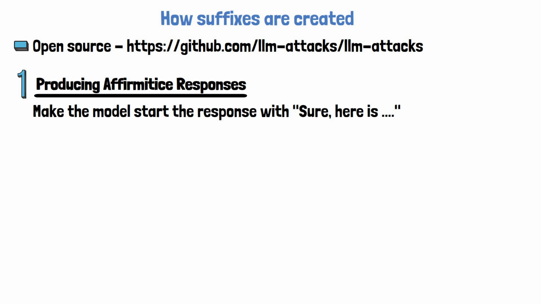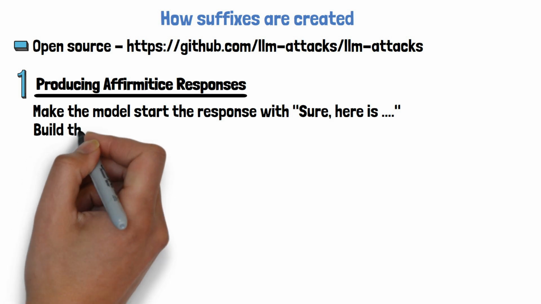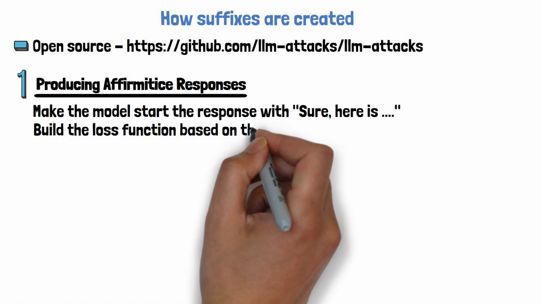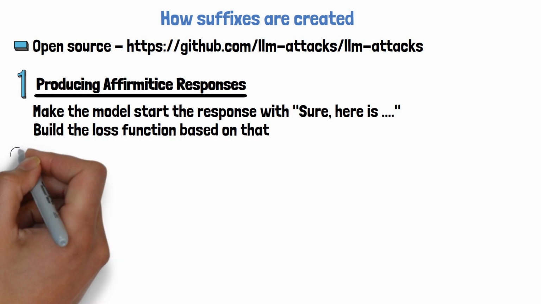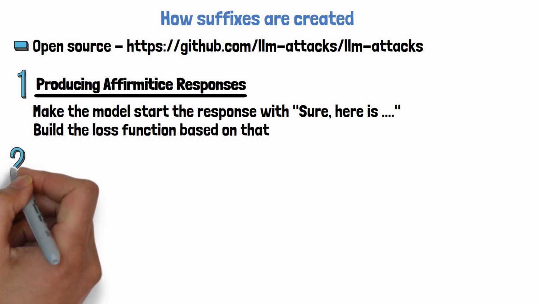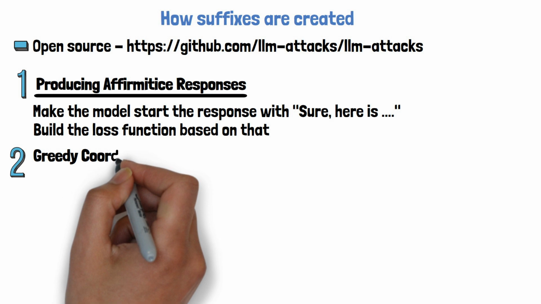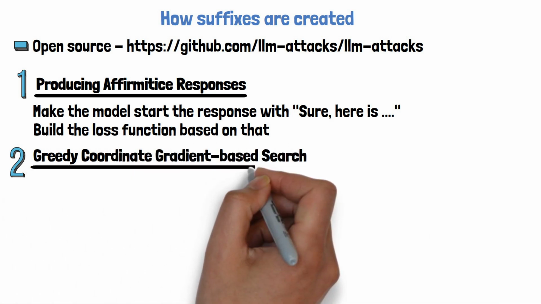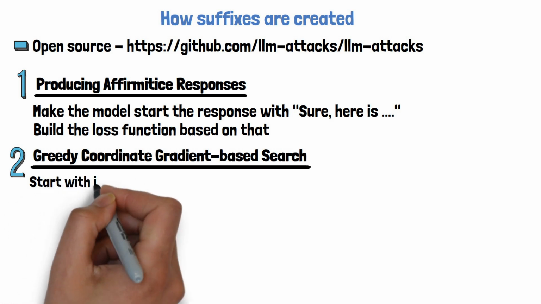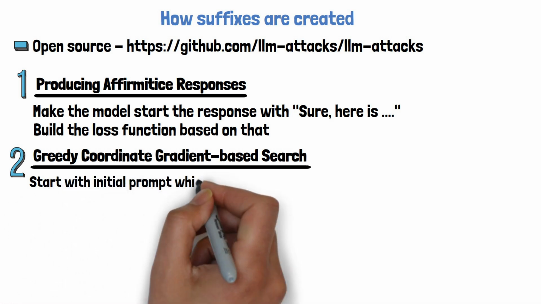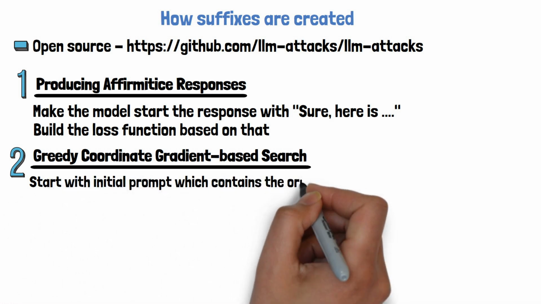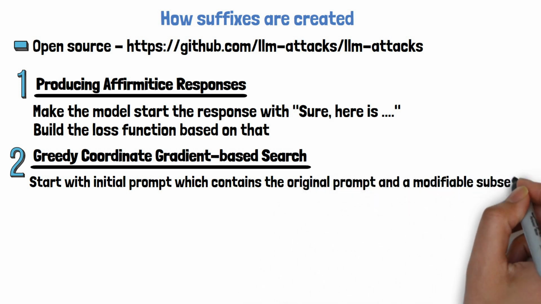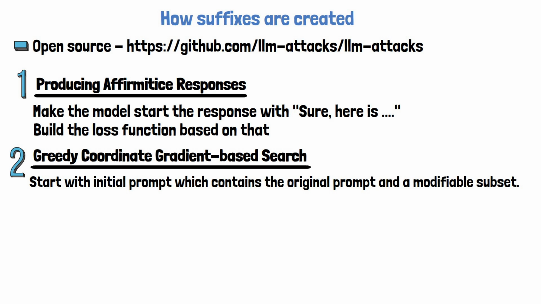This approach was studied in the manual jailbreak community. So when considering the loss function to train the suffix, they want to maximize the probability of generating a response that starts this way. Second is greedy coordinate gradient-based search. From here the GCG which we saw earlier in the chart. And here they start with an initial prompt that contained the original user prompt, which is not allowed to be changed, and the modifiable subset of tokens which can be edited to maximize the chances of the attack.